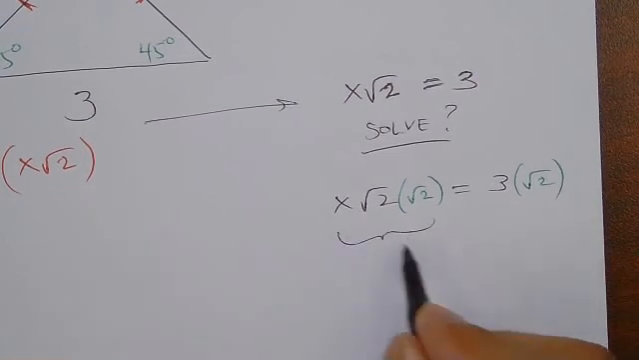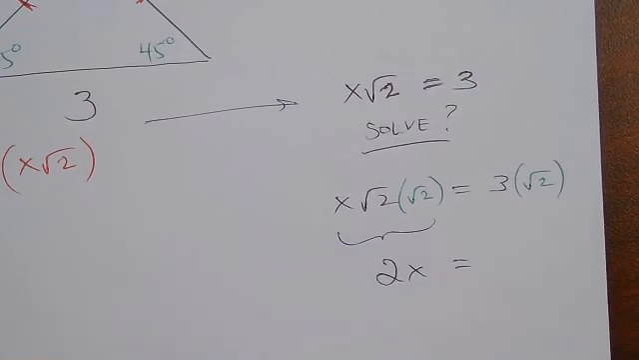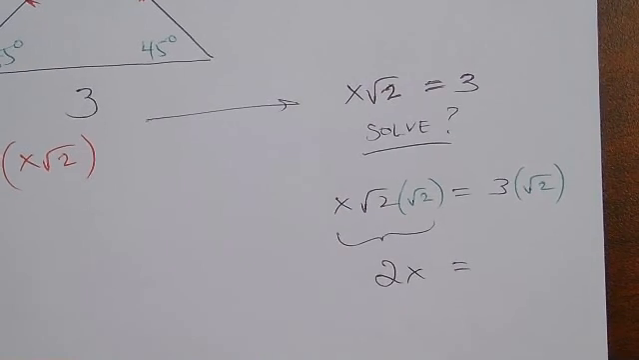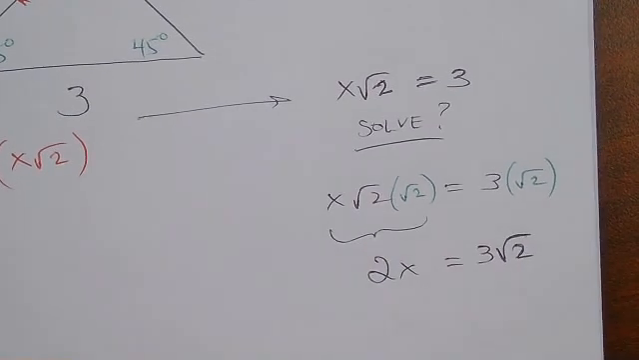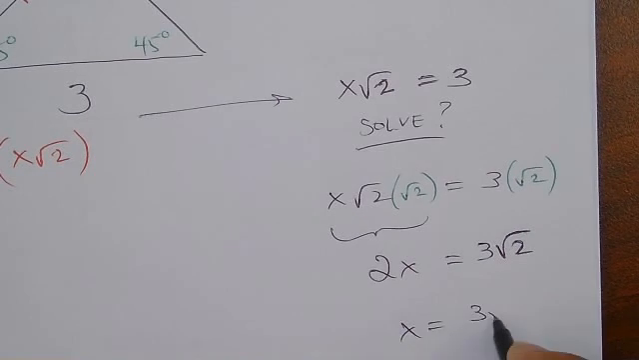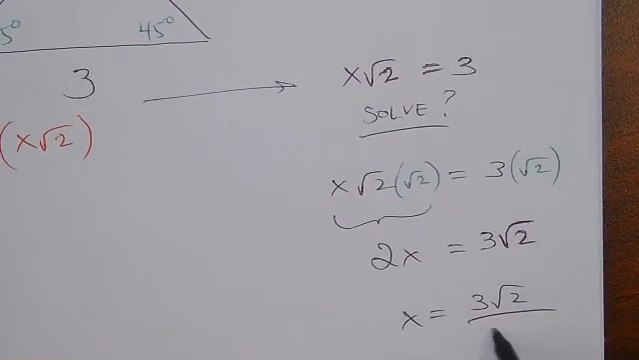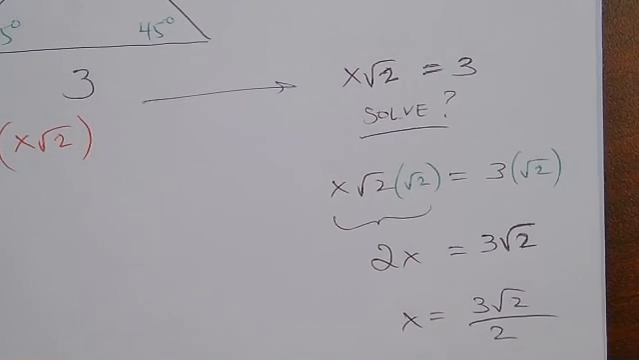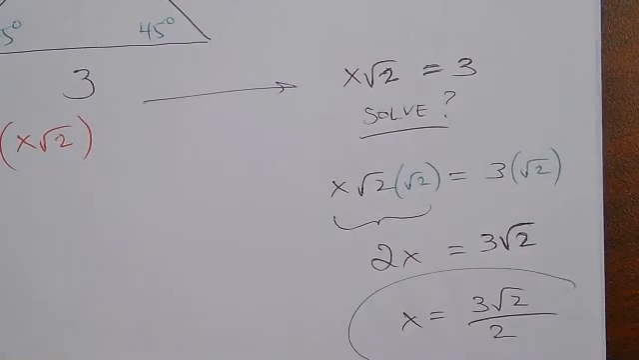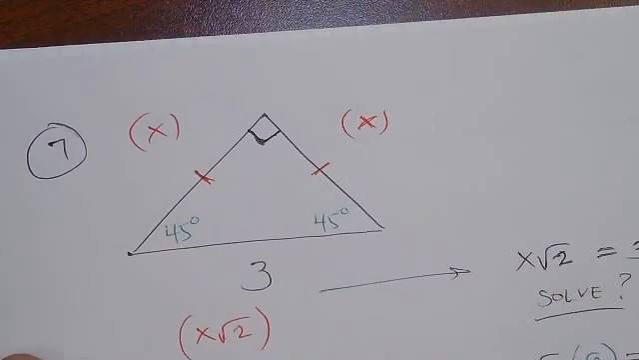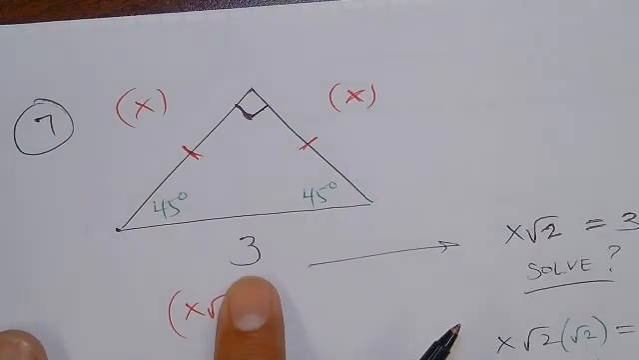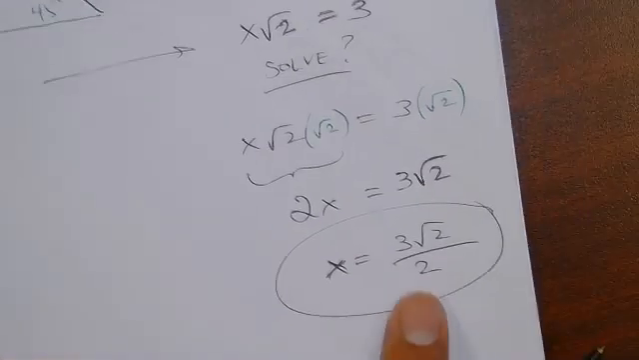Remember we multiply by what? Root 2 here to make it a whole number, and you multiply the same thing over here, root 2? Yeah. So that's going to give you 2x equals 3 root 2. Okay, we're almost done. What's x? 3 root 2 over 2. Can you reduce this? No. Always check though. We needed to find x. We found it. Everywhere you see a x, that's the side measure.